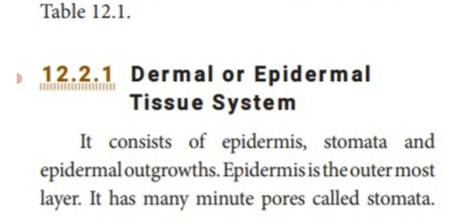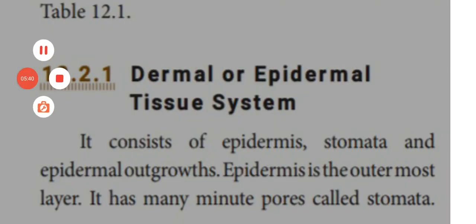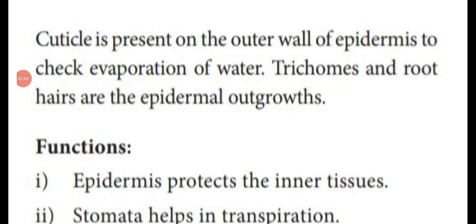Epidermis is the outermost layer. A tiny minute pore is called a stomata. It is a 1 mark question: epidermis which has minute pores called dash. What is the answer for that one? The answer is stomata. Then cuticle is present on the outer wall of epidermis to check evaporation of water. So a minute opening is called a stomata. Another 1 mark question: dash is present on the outer wall of epidermis to check the evaporation of water. That answer is cuticle. It is another important 1 mark question.